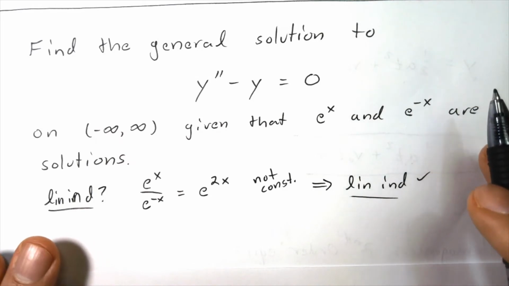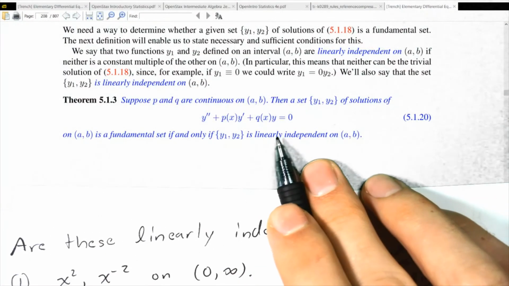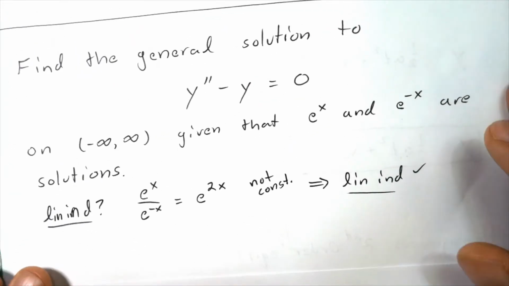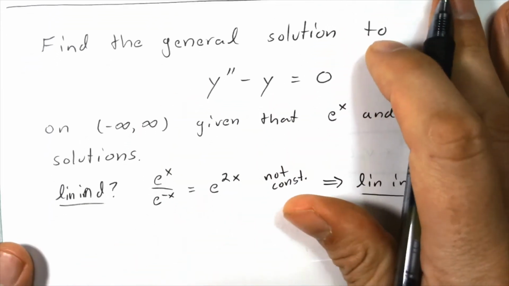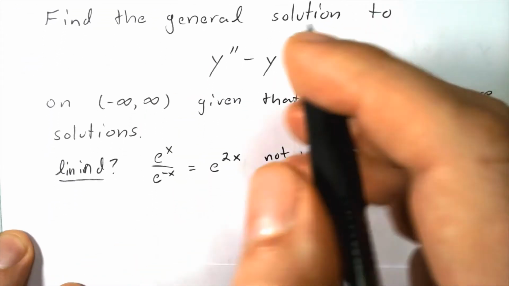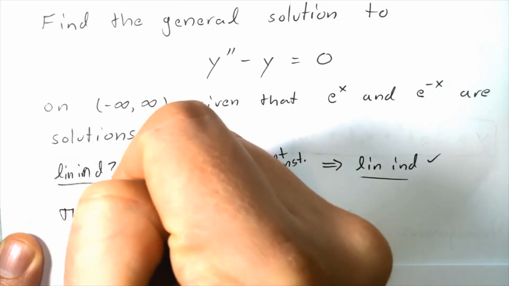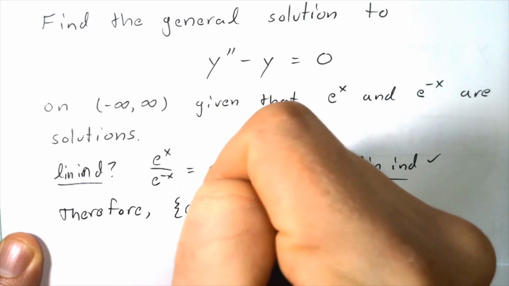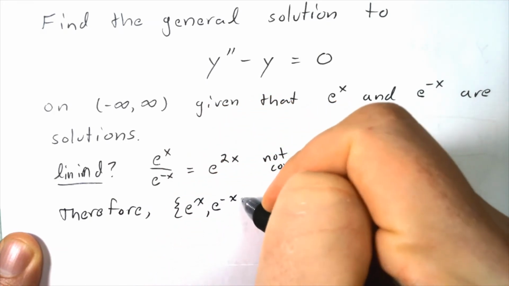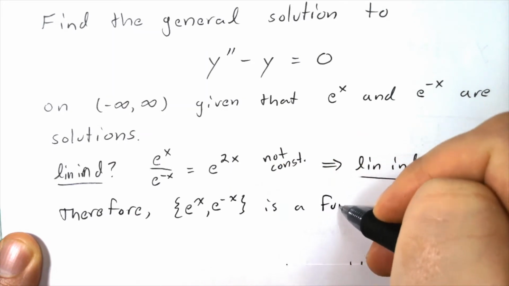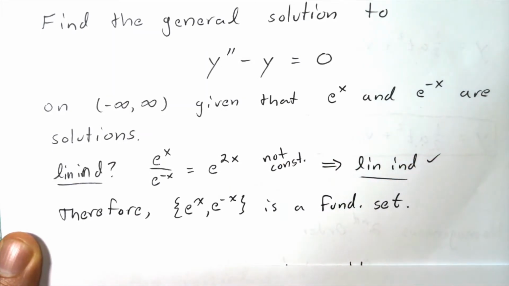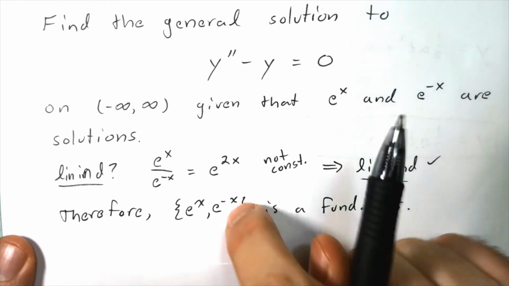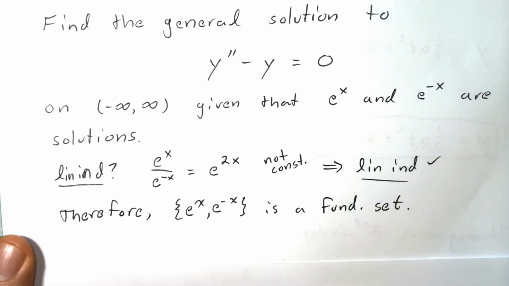Now what does the theorem say? The theorem says if they're linearly independent, then they form a fundamental set. So therefore, e to the x, e to the minus x is a fundamental set. So what? Well, that means that every solution can be written as a linear combination of these. That's the definition of fundamental set.